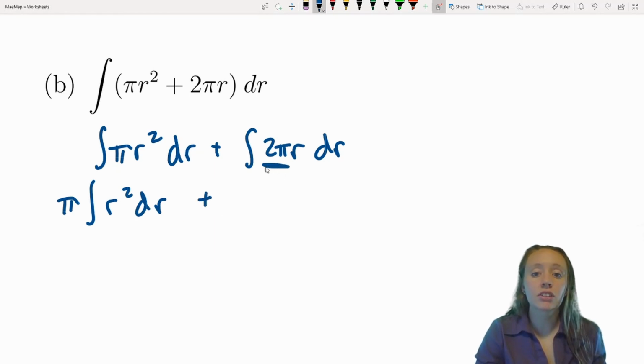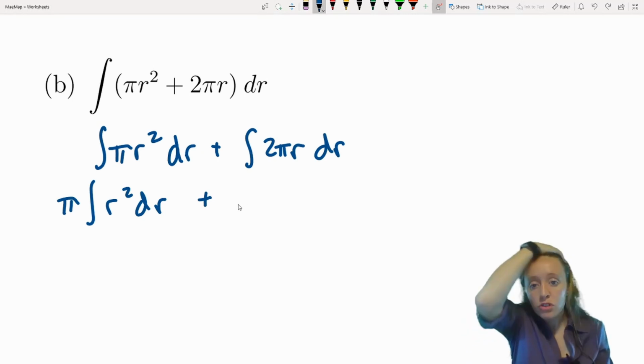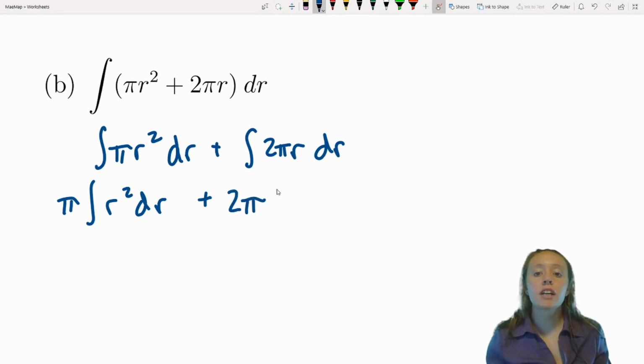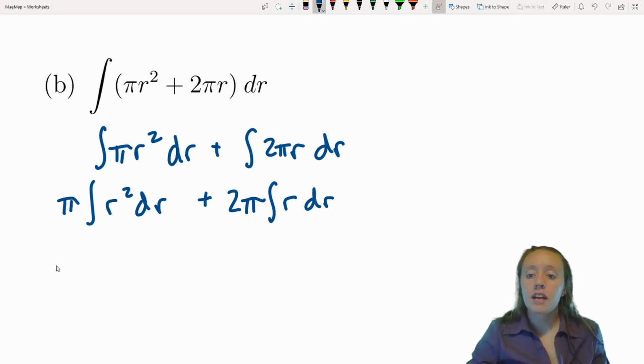And then in my second integral, I have a constant of 2 pi. So I'm going to pull that 2 pi out in front and then integrate r with respect to r. So here we go. Pi will get multiplied by the integral of r squared, which becomes r to the 2 plus 1 over 2 plus 1. So r cubed over 3.